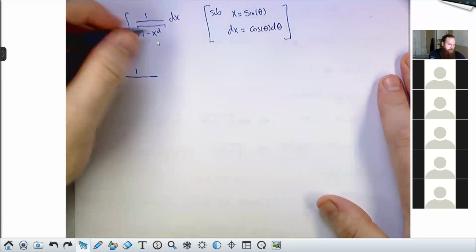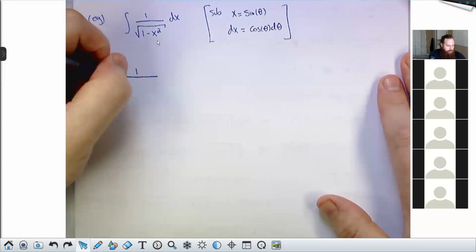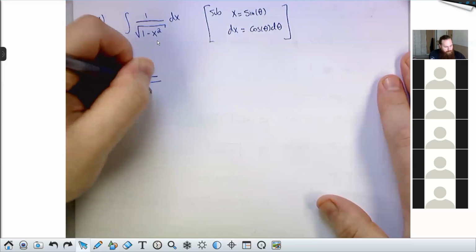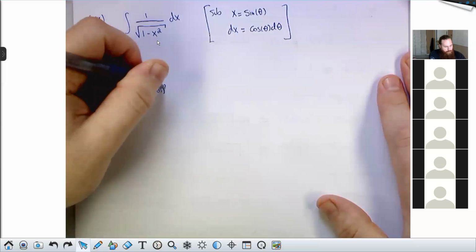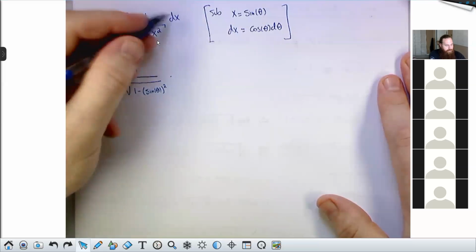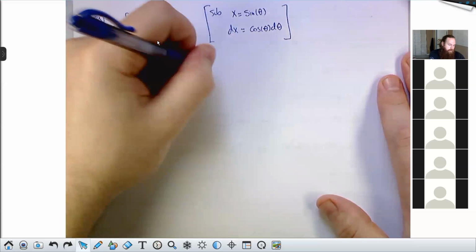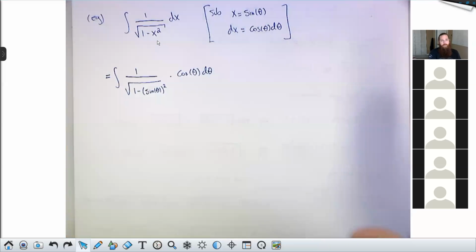So now everywhere there's an x, I'm going to write sine theta. So this will be the square root of 1 minus sine theta squared times dx. Well, dx is cos theta d theta. Just like in u subs or in any other substitution, if there were bounds, I would have to change them. And I can't proceed until everything is in terms of my new variable. In particular, dx has to be replaced by cos theta d theta before you can do anything else.